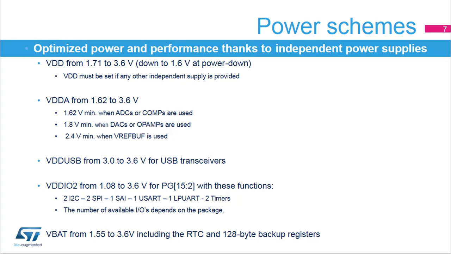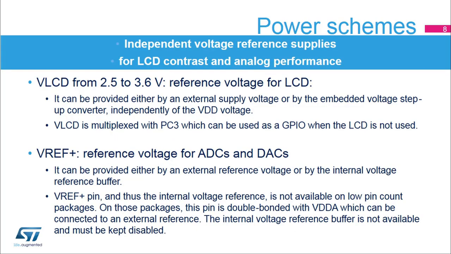A backup domain is supplied by VBAT, which must be greater than 1.55 volts. The backup domain contains the RTC, the 32.768 kHz LSE external oscillator, and the 128-byte backup registers. The LCD reference voltage can be provided either by an external supply voltage or by the embedded voltage step-up converter. This reference is independent from the VDD voltage, ensuring the same LCD contrast regardless of the VDD value. VLCD is multiplexed with the PC3 pin, which can be used as a GPIO when the LCD is not used.